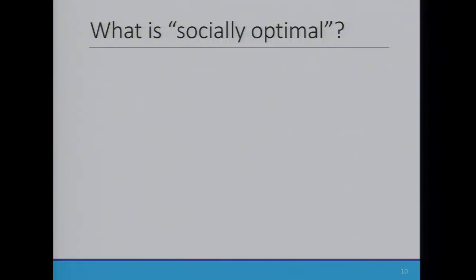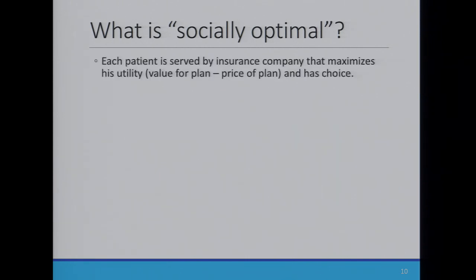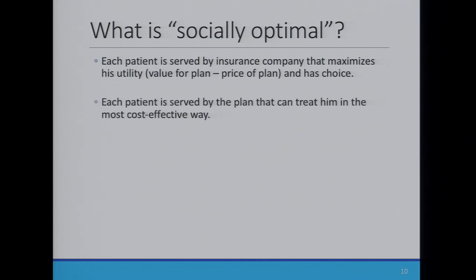Okay, so what is socially optimal? Again, I'm just going to speculate at a bunch of different things that the socially optimal outcome might look like, since it's a little bit fuzzy and not super clear. So one idea is maybe every patient is served by the insurance company that maximizes their utility, where utility is value for the plan minus price of the plan. And also, there's some benefit to having choice between plans. They don't just want to be forced onto one plan. Or maybe it's that every patient is served by the plan that can treat him in the most cost-effective way. So this would be some notion of efficiency.